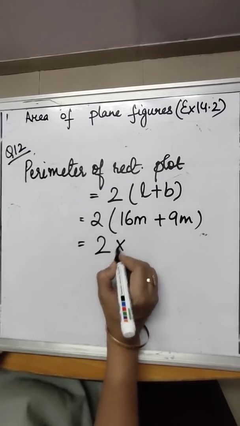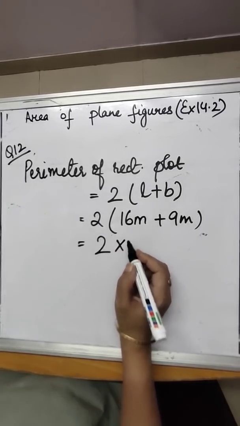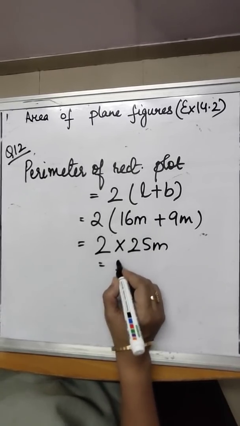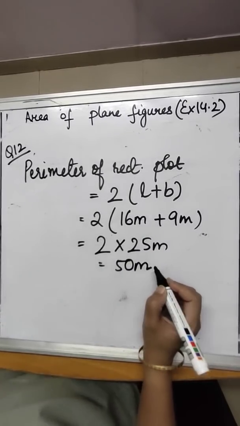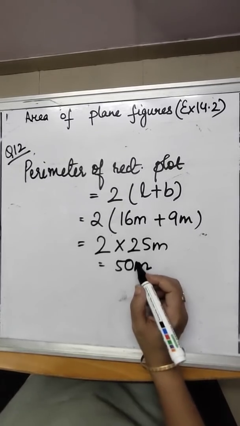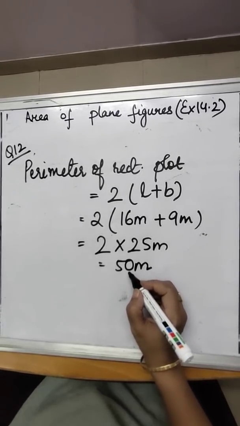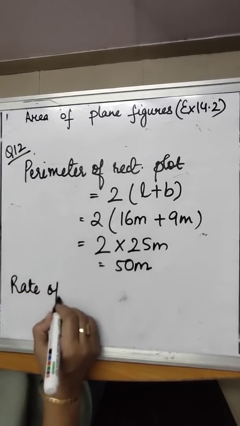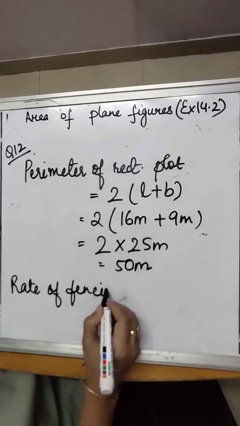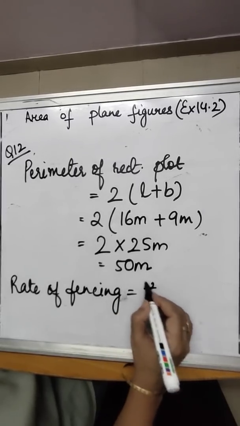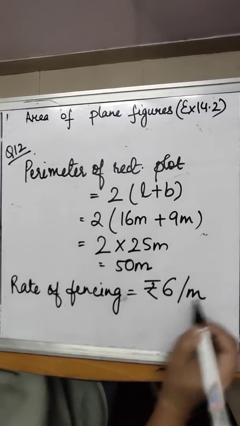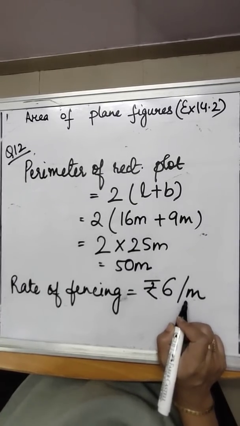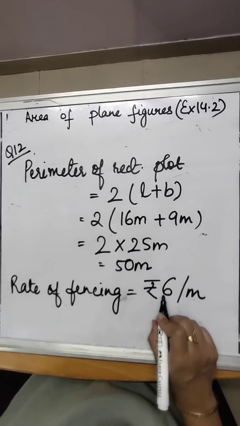And bracket means we have to multiply, and 16 and 9 will be 25 meter and it will be equal to 50 meter. So we have the perimeter of the rectangular plot as 50 meter. Now the rate of fencing is given. The rate of fencing is rupees 6 per meter. Means for 1 meter I have to pay, per meter means 1 meter. So for 1 meter I have to pay rupees 6.